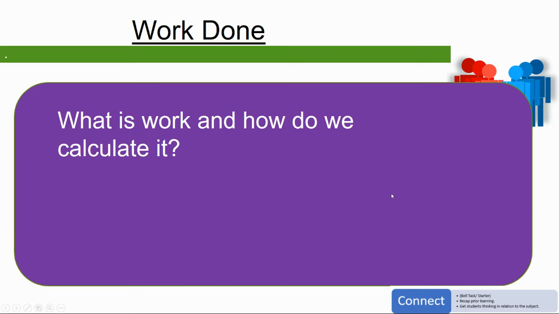Here we go. First of all, what is work and how do we calculate it? You should know this from Key Stage 4, and we did it in mechanics. So I'm going to push ahead, have a think. You want to pause, but I'm going to push ahead now.